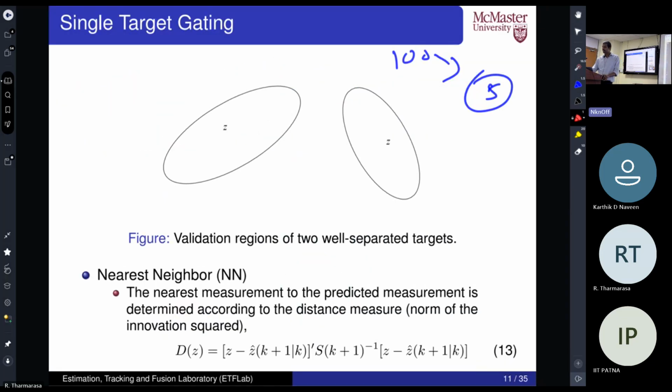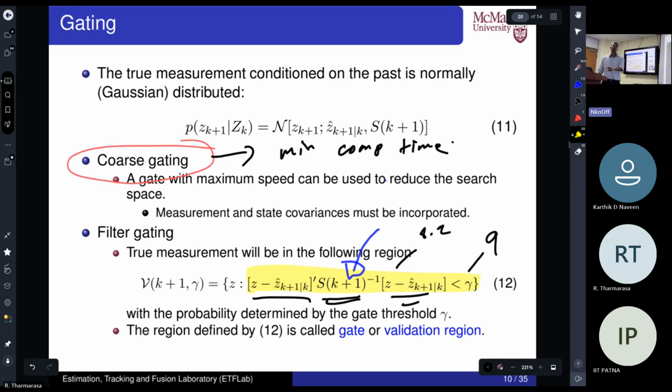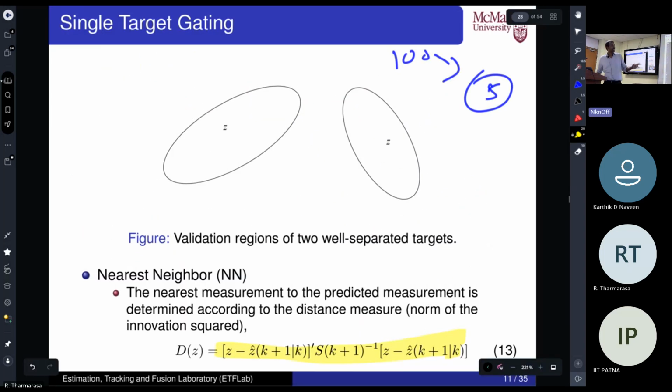So you find this. This is same as what we used in the gating as well. Right? The same one that you use in the gating, you are going to use here as well. So the distance is not the actual distance. The distance for the nearest neighbor is this distance. You want to find a measurement that minimizes that. So that is a normalized distance. So the innovation covariance is inverse. That is why, because of the inverse, the measurement here might be closer than the measurement over here.